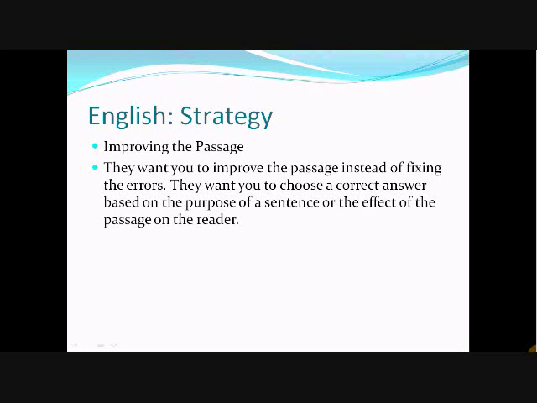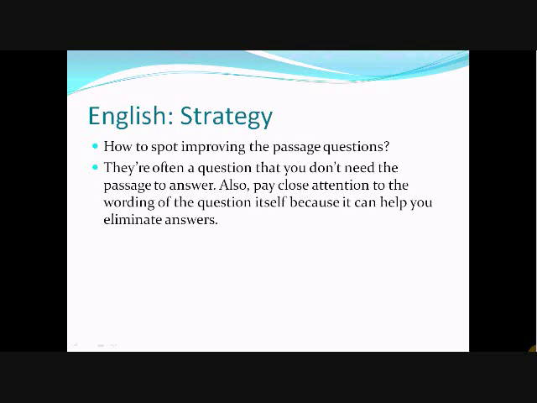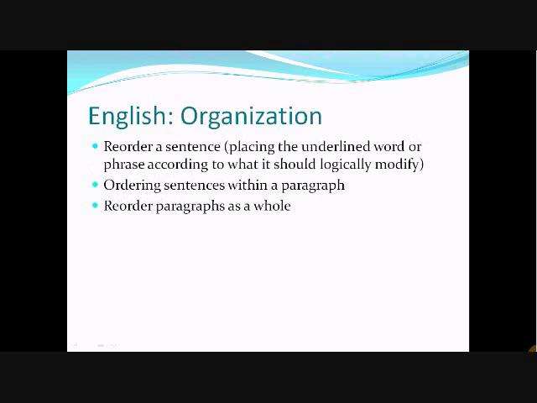Improving the passage. Basically, they want you to improve the passage instead of fixing errors. They want you to choose a correct answer based on the purpose of a sentence or the effect of the passage on the reader. How do you spot these questions? They're often questions that you don't even need the passage to answer. Also, pay close attention to the wording of the question itself because it can help you eliminate answers.